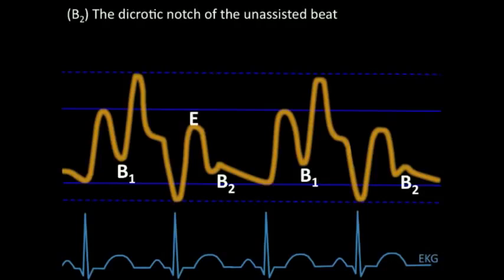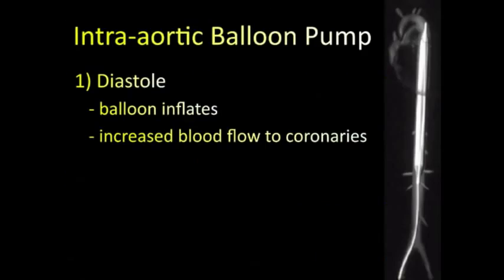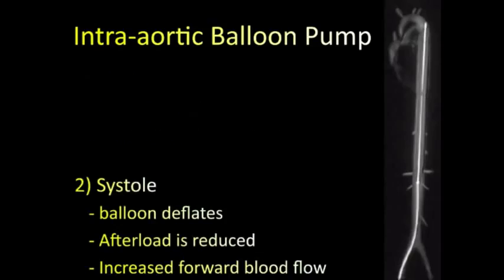And last, we have diastole occurring with the unassisted beat. And here we have a higher aortic pressure with the unassisted than we did with the assisted beat. So again, in diastole, the balloon inflates, and that causes increased retrograde blood flow with a subsequent increase in blood flow to the coronary arteries. And in systole, the balloon deflates, and the result of this is decreased afterload.